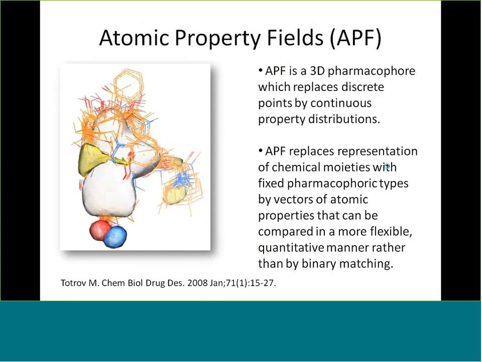So today we're discussing atomic property fields, which we'll refer to as APF. APF is a 3D Pharmacophore which replaces discrete points by continuous chemical property distributions. APF replaces representations of chemical moieties with fixed Pharmacophore types by vectors of atomic properties that can be compared in a more flexible quantitative manner. This method was developed by Max Totrov and is described in this paper here in 2008.